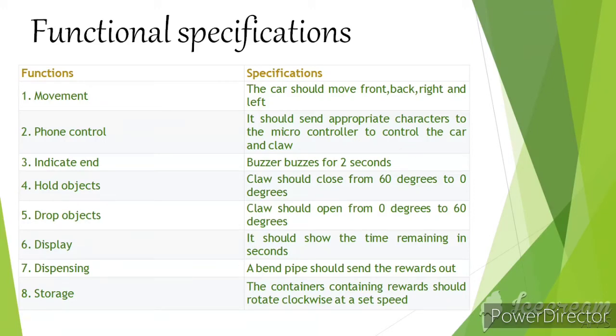Holding objects, claw should close from 60 degrees to 0 degrees. For dropping the object, claw should open from 0 degrees to 60 degrees. Display, it should show the time remaining in seconds. Dispensing, a bent pipe which is fitted in the board should give the rewards to the user. Storage, the containers containing rewards should rotate clockwise at a set speed.